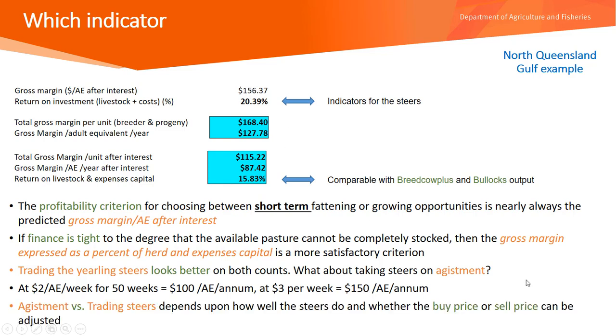So when you're comparing agistment versus trading, the answer depends on how well the steers do. So we have associated a weight gain, a price change, and whether the buy price and sell price can be adjusted. If you can buy cheaper than we thought and you can sell dearer, you get a lot better gross margin.